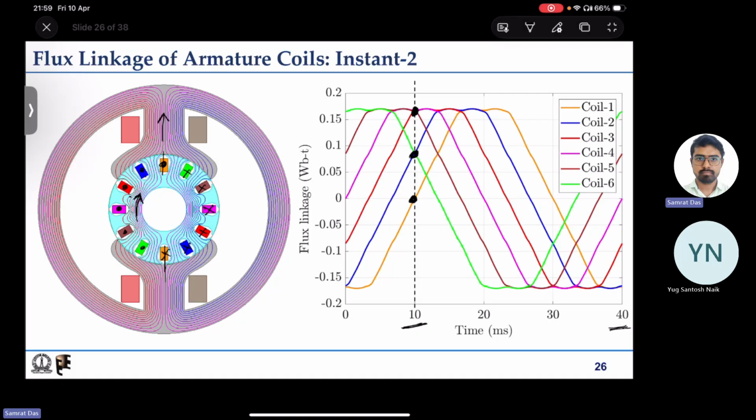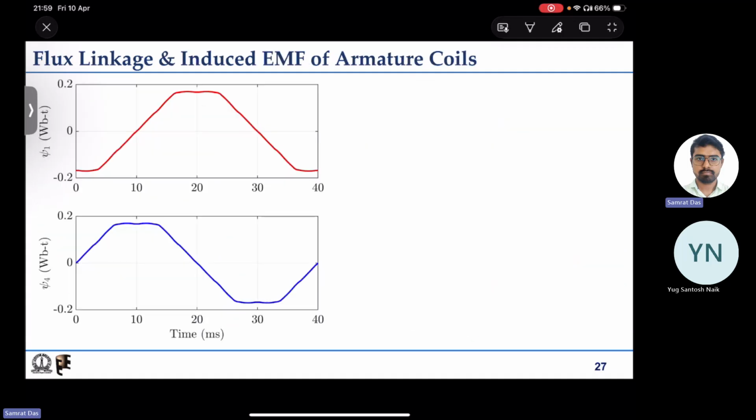So the same thing you can do for all the other instants also. This is how, if the dotted line moves with rotor rotation, the waveforms tell you how the flux linking the different coils actually changes. Here I have plotted the flux linkage of coil 1 and coil 4 only, and I intend to show what is the induced EMF.